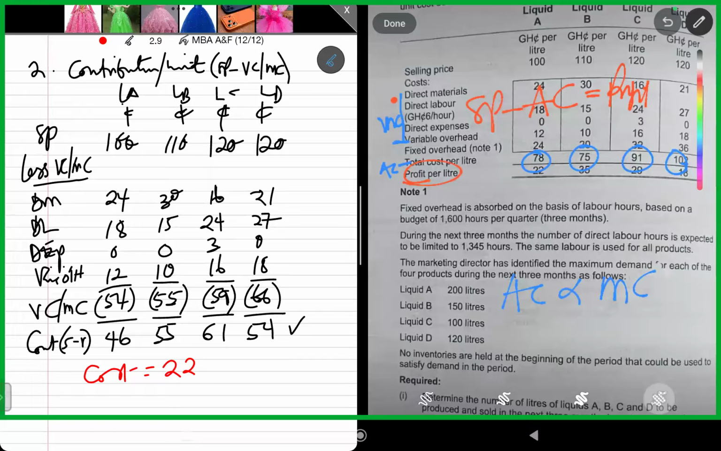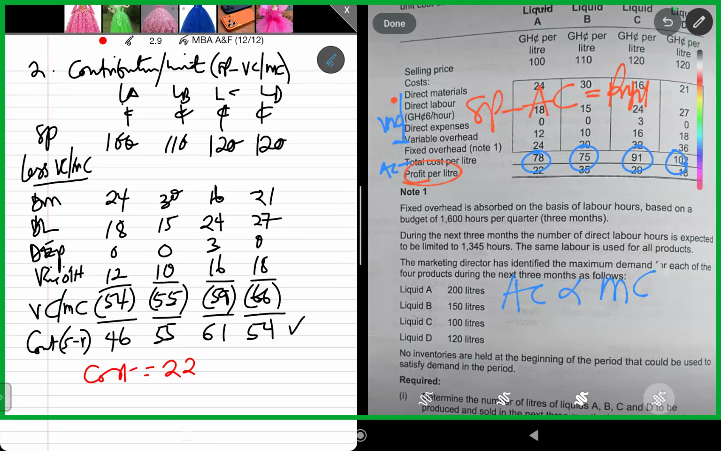What did they do to the profit? Because the contribution ends at 12, right? Or what did they do to the contribution? Before, our contribution here is 46. So what did they do? Or let me put it this way. Our marginal cost is 54. What do you think they did to the marginal cost before they got a profit of 22? They added the fixed cost and they got 78.